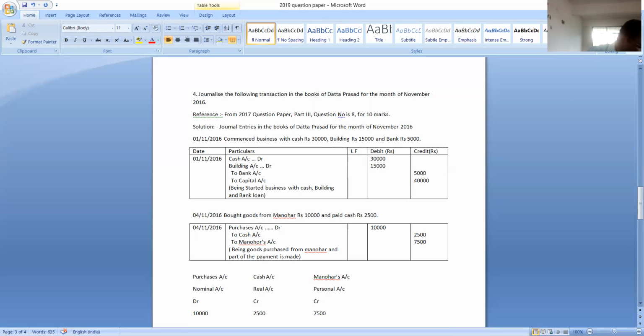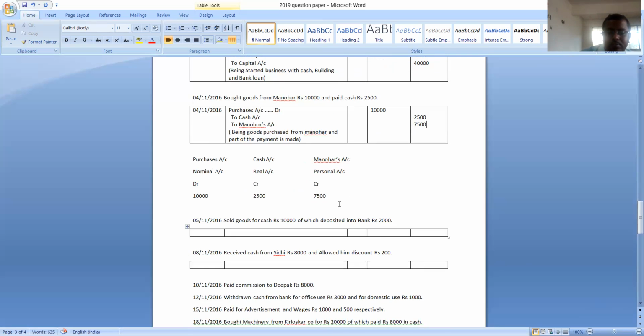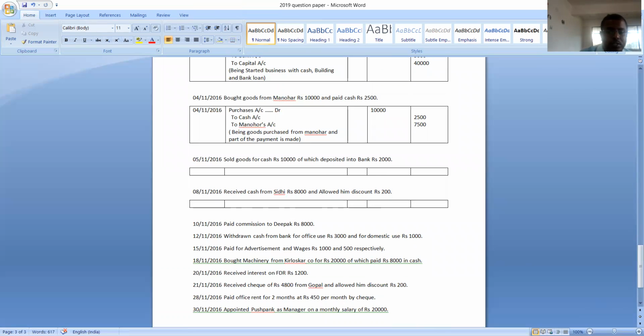Okay, let us move to the next transaction. It is dated on 5th November 2016. What is the transaction? Sold goods for cash rupees 10,000, of which deposited into bank rupees 2,000.